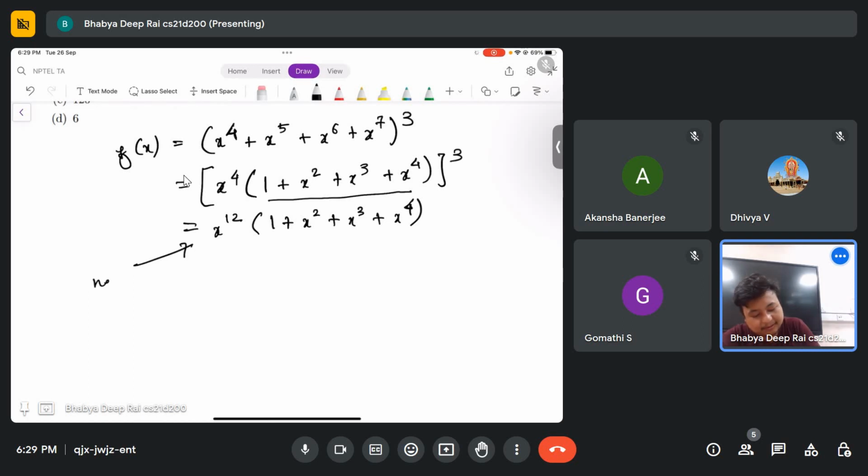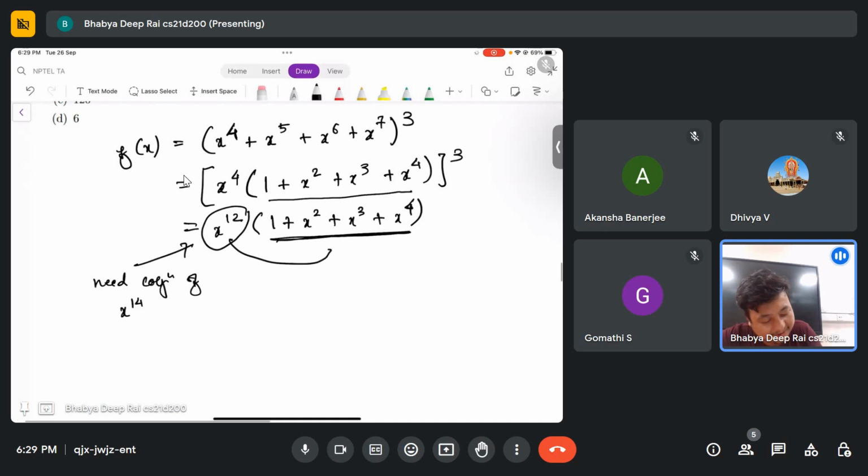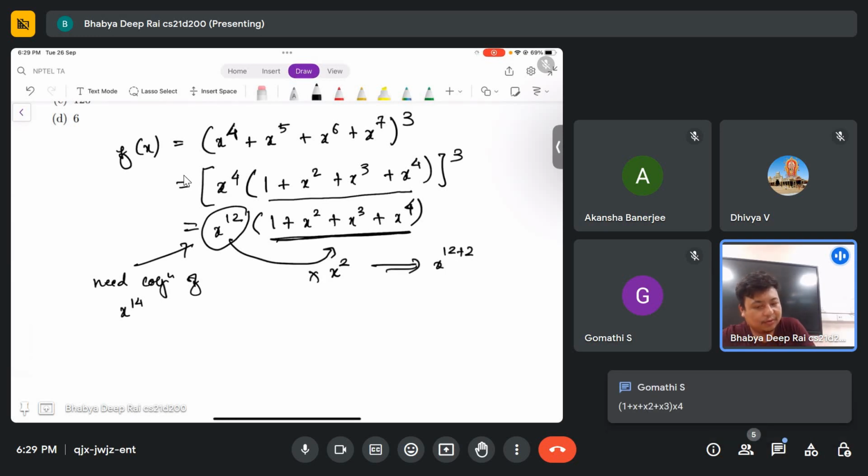Now what we are demanding is, we need the coefficient of x to the 14, right? But x to the 12 is already common from here. Any coefficient that will come will be contributed by this term. What will happen is this x to the 12 will actually multiply with the term with the coefficient x to the 2, to give us x to the 12 plus 2, which is equal to x to the 14.